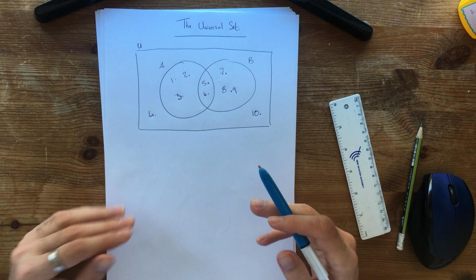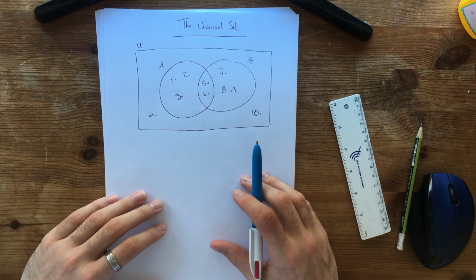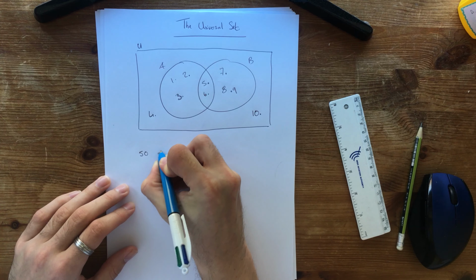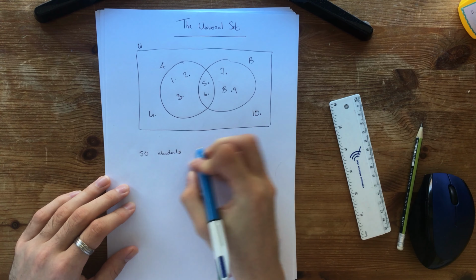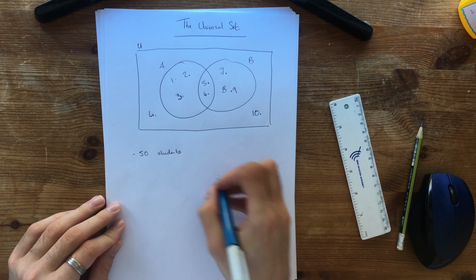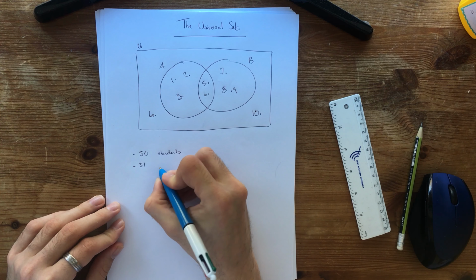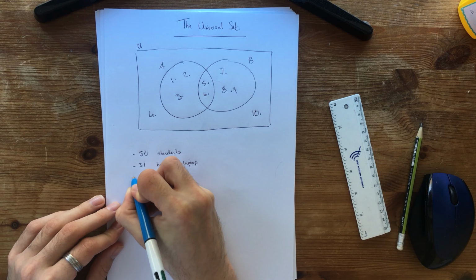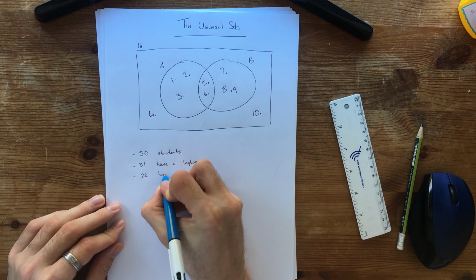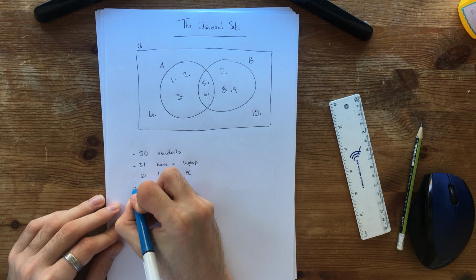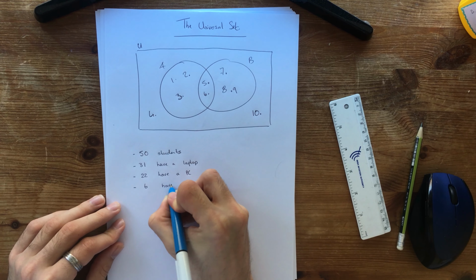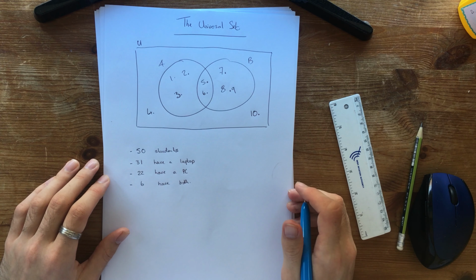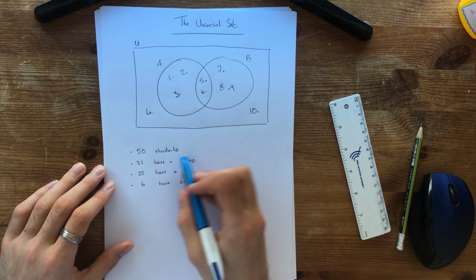We're going to use this information to tackle a question using all of this info. So we have a question that says we have 50 students. That's our first bit of information. And 31 have a laptop. Twenty-two have a PC, and 6 have both. Okay, and what we need to do is put these on a Venn diagram. That's our first job.